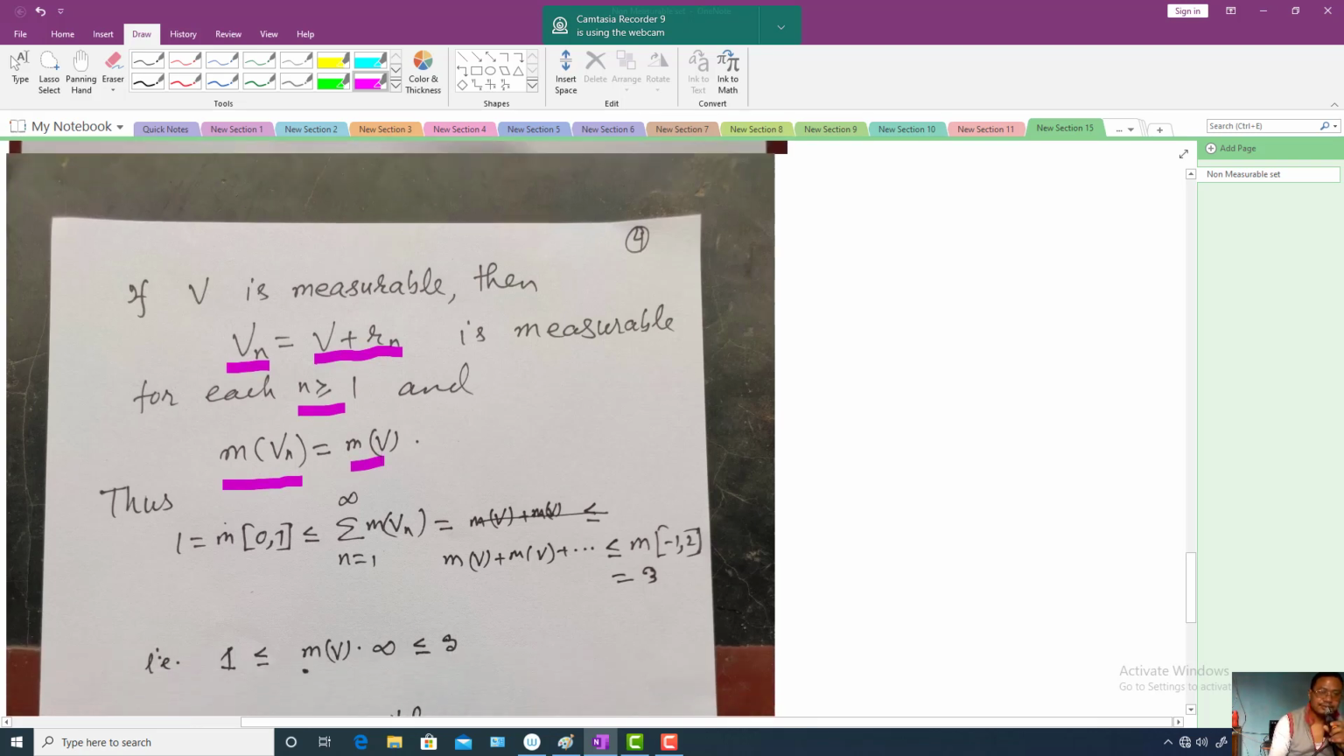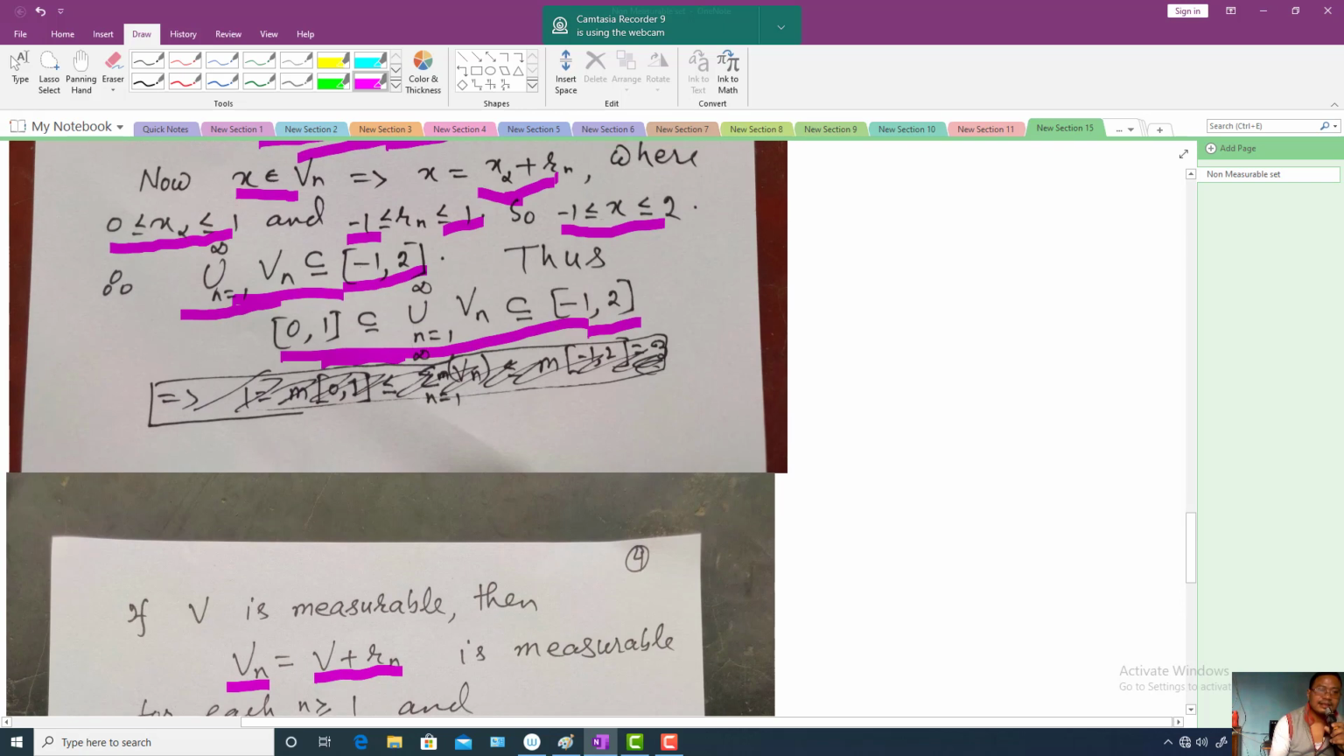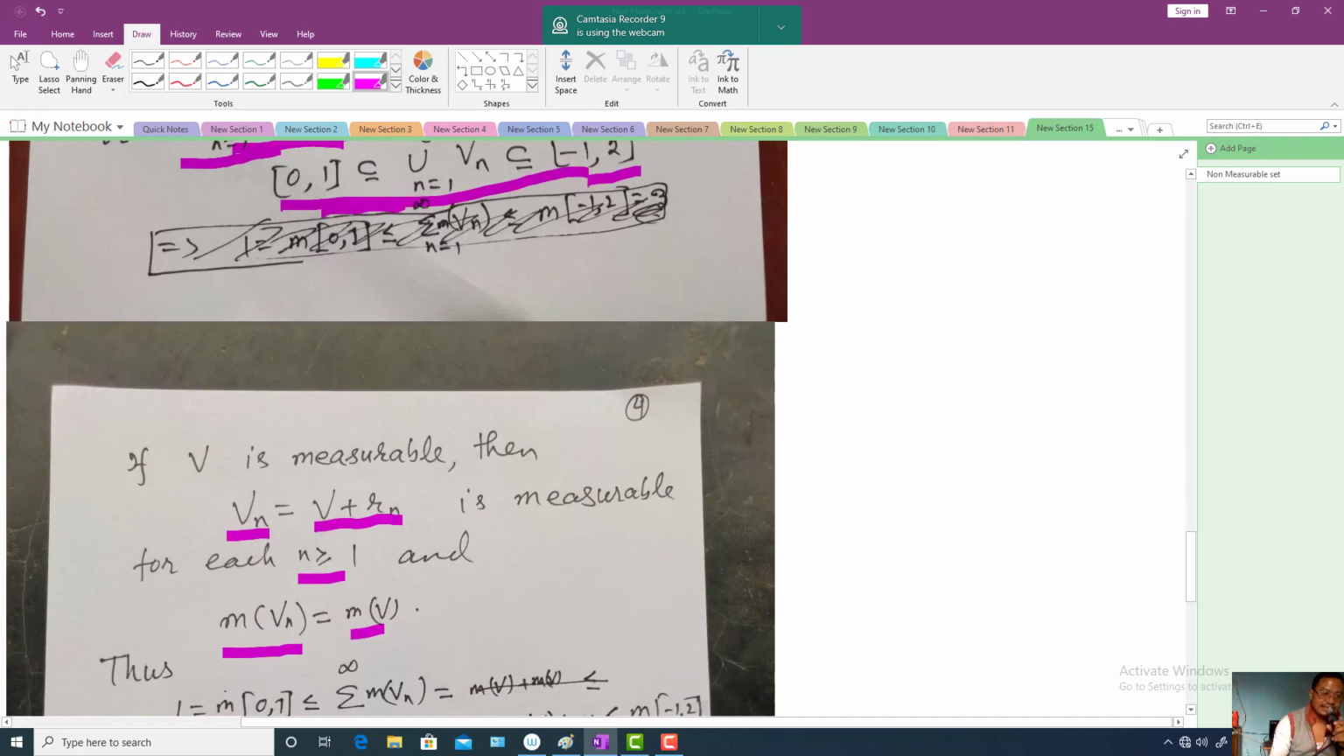Then what happens? From measure theory, this set is a subset of this, and this is a countable union, a disjoint countable union. So the measure of this one is equal to the sum of the measures of Vn, so the measure of V1 plus the measure of V2, and it goes on. And this is a subset of this one. So the measure of that set is less than or equal to the measure of this one, from measure theory.